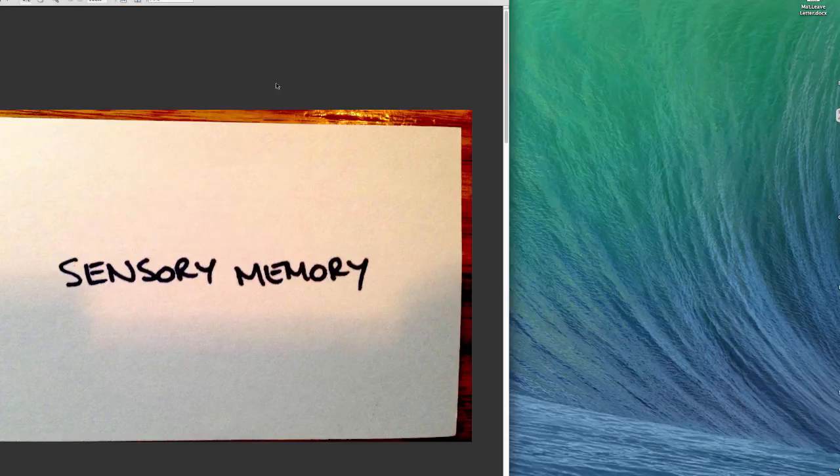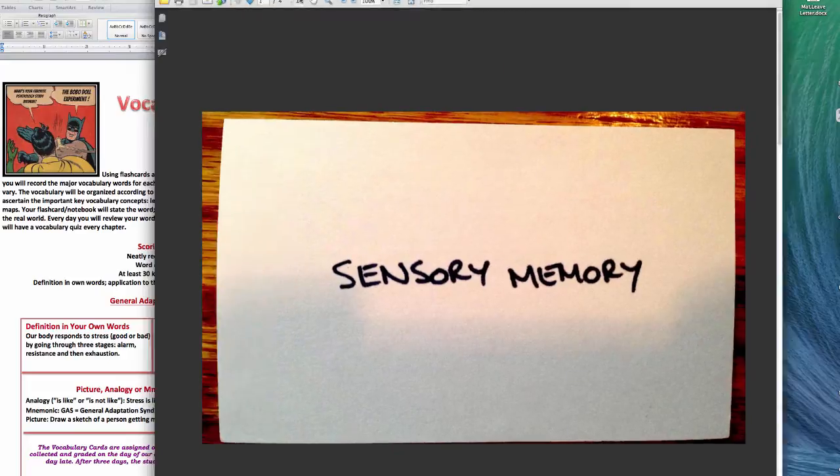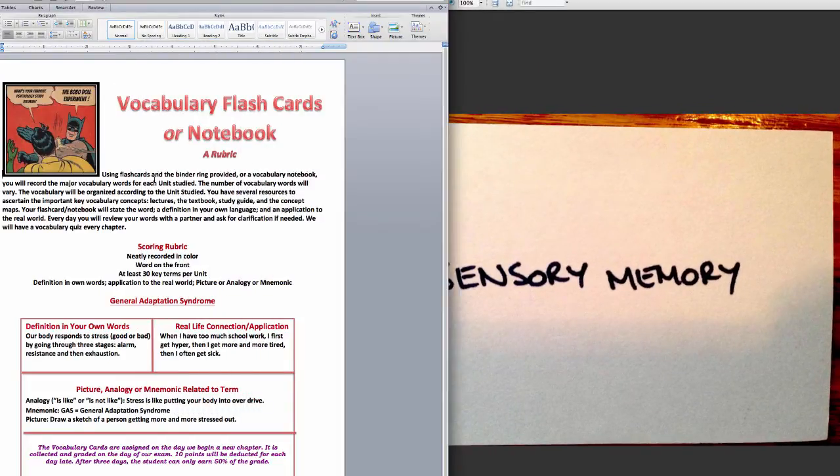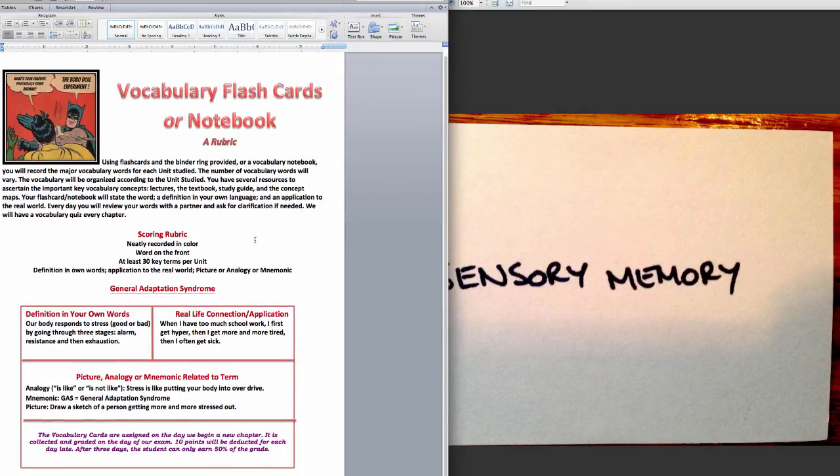Hi guys, the first thing I want to do here is give you a little bit of an update on how to do your vocabulary cards that will help you out throughout the semester. So I made a couple of vocabulary cards here to give you an idea of what to look for, but before we do that, I'm going to go over the rubric that I have given you.